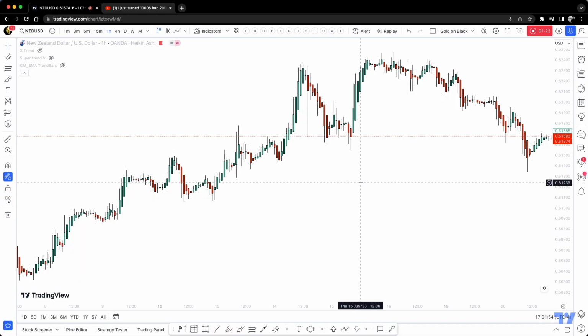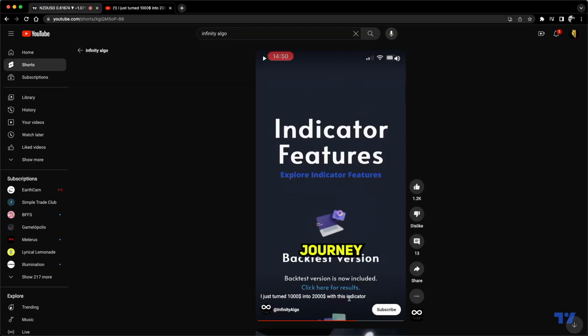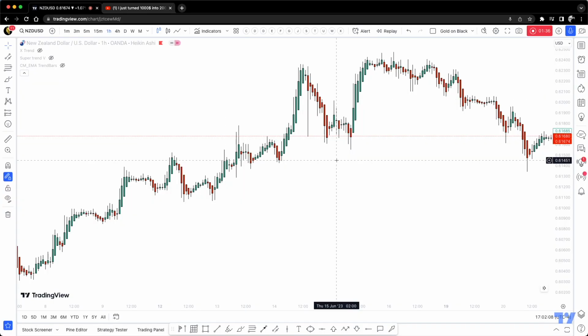Okay, so let's go ahead and make this free alternative even better. Now let's see if we can get those TP, those take profit signals, so we can actually close positions. I tried to improve it and get it as close as possible to the original Infinity Algo indicator, and this is what I got.